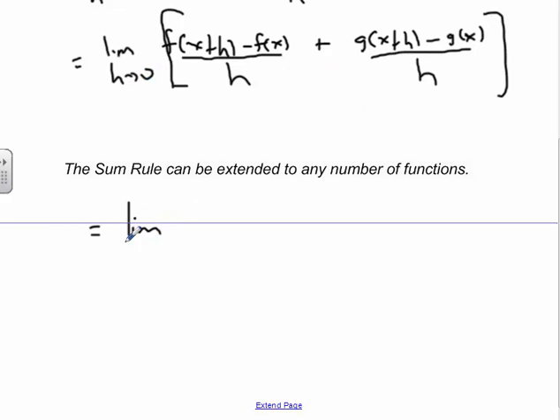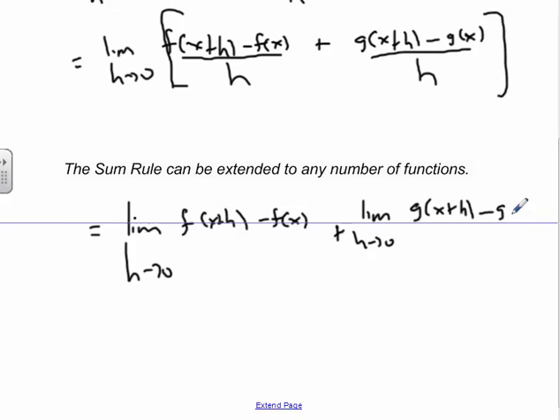So what you really have then is the limit as h approaches 0 for f of x plus h minus f of x. And then you can add to that a new limit. Now I see how I've got a limit notation for both of them. And now it's of g of x plus h minus g of x over h. Well, really, this is the definition of the derivative of whatever the f function is. And this is the definition of the derivative of the g function.